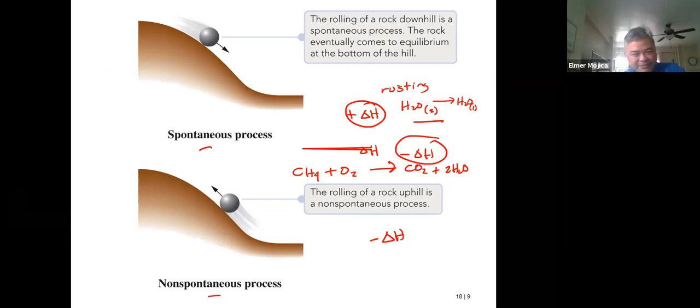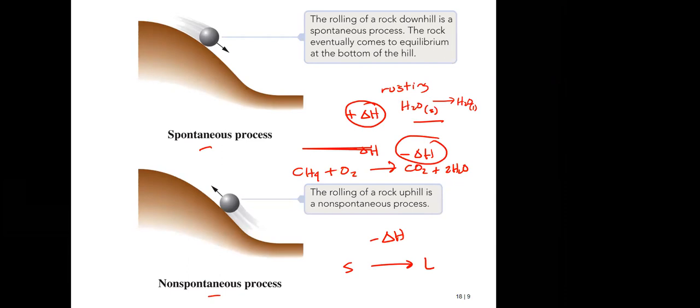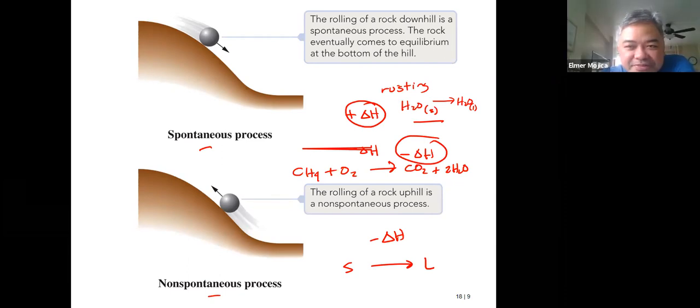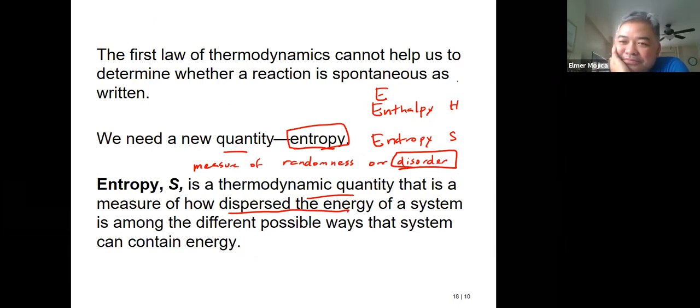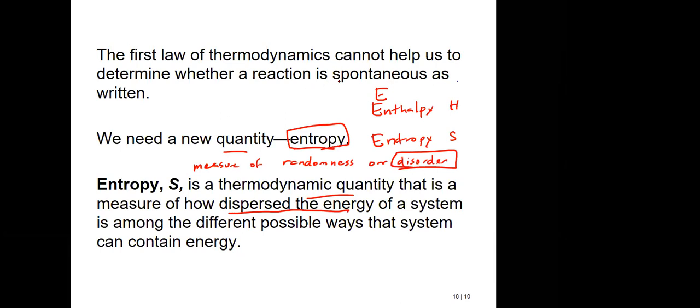Most, if not all, spontaneous reactions, what do they observe? From solid going to liquid, did it become more ordered or more disordered? More disordered. Okay? All becomes more disordered. Look around the world. Which is easier? To have order or disorder? Disorder. It's more disordered, right?